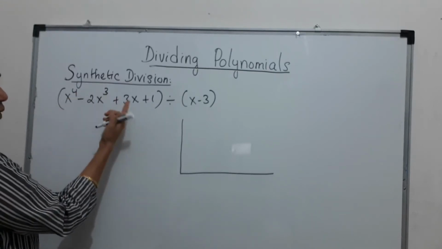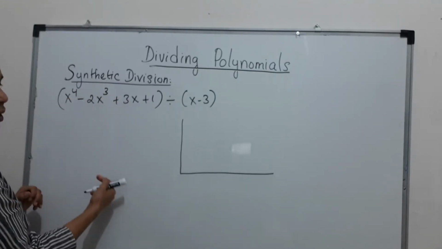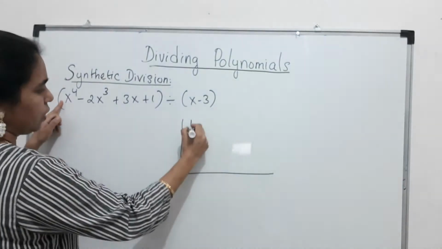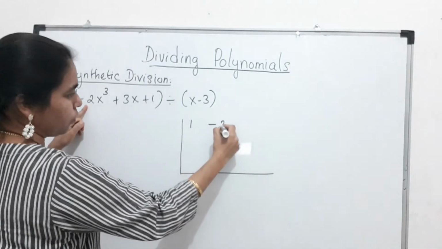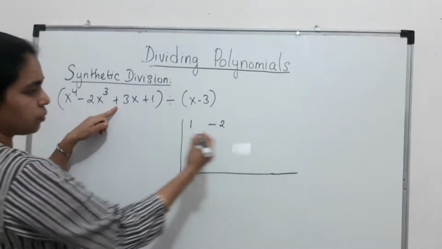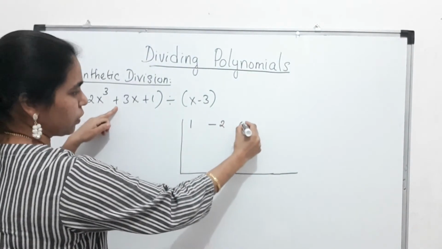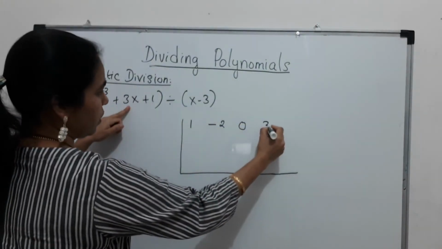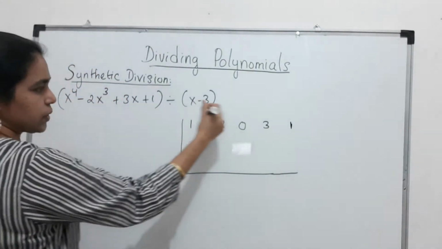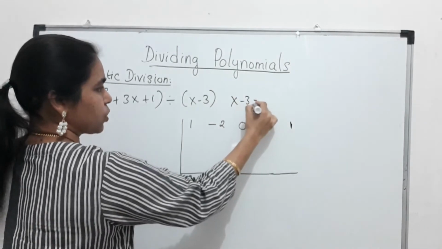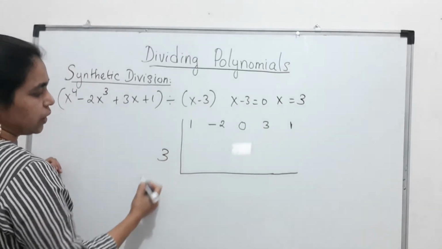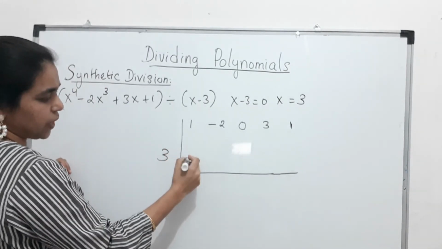So x to the power 4, x cubed, and then the x squared term is missing, so you have to add 0 for that. So the coefficient of x to the power 4 is 1, and then negative 2, and then there is no x squared term, so you have to put 0 here, and then 3, and then plus 1. Okay, and now x minus 3 is equal to 0, so x must be equal to 3. So you have to put 3 here, and now the first step is adding 0.